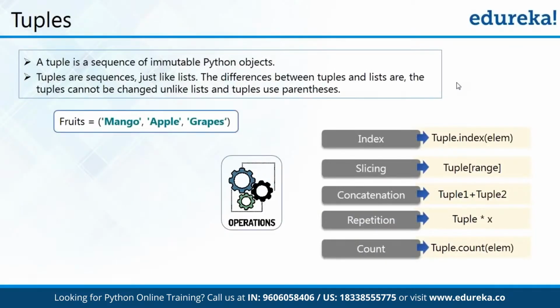What are tuples? So tuples are basically lists only, but in tuples you cannot make any changes. Once you have defined a tuple, you cannot make any changes inside a tuple. If you want to add an element, you cannot do that. If you want to remove an element, you cannot do that. So basically you can consider it as a sequence of immutable Python objects.